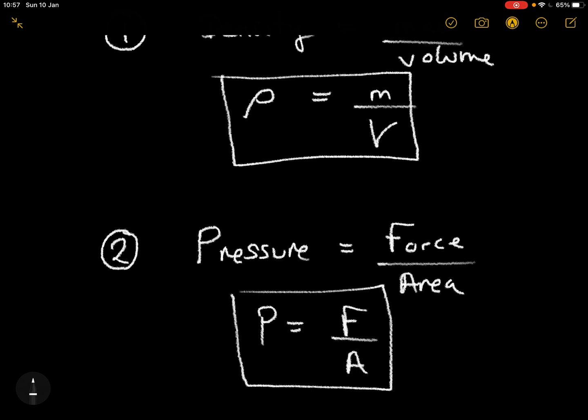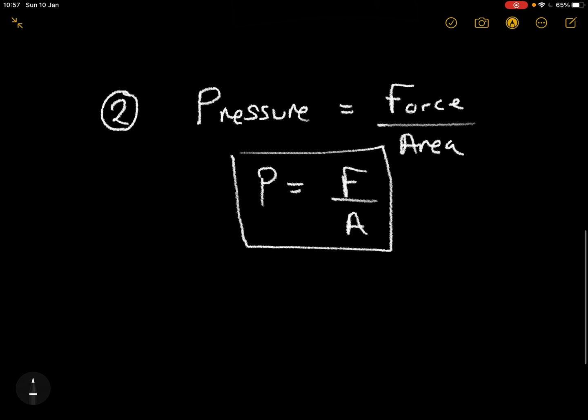Somewhat annoying that you've got a curly rho for density and a big P for pressure. Sometimes they use a little p for pressure. I tend to use a capital P to make sure I know which one I'm working with. It's not terribly vital either way. And then there was a third equation, which is pressure and depth.